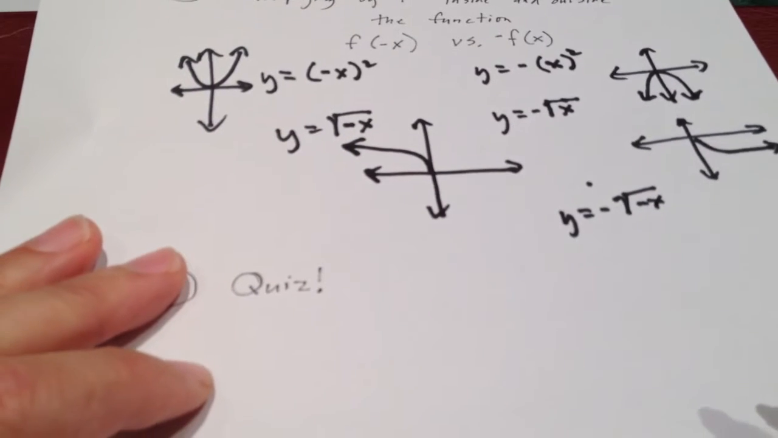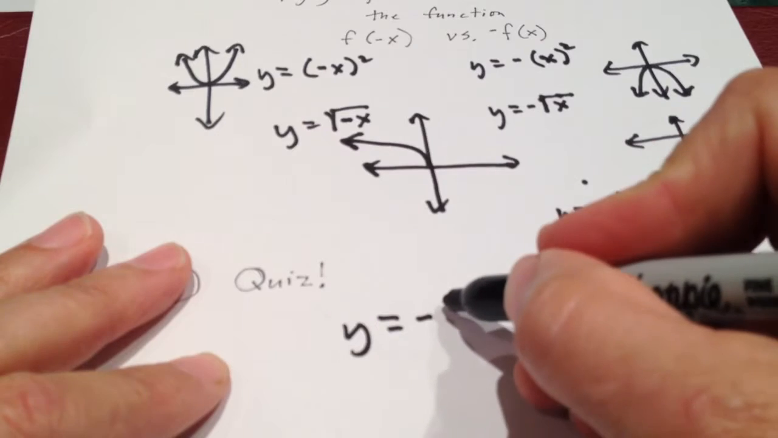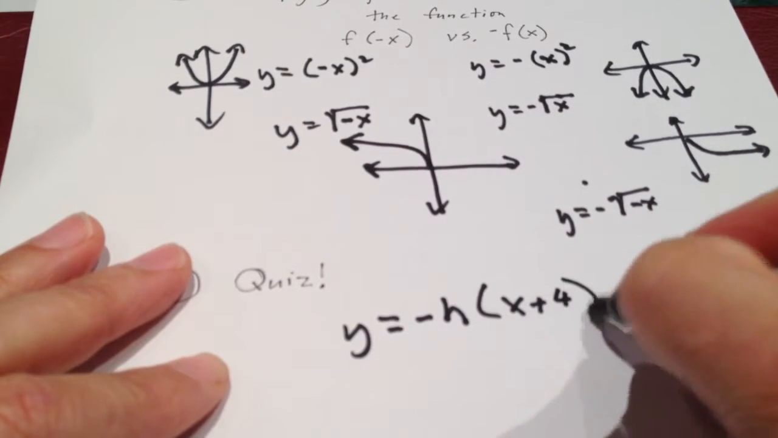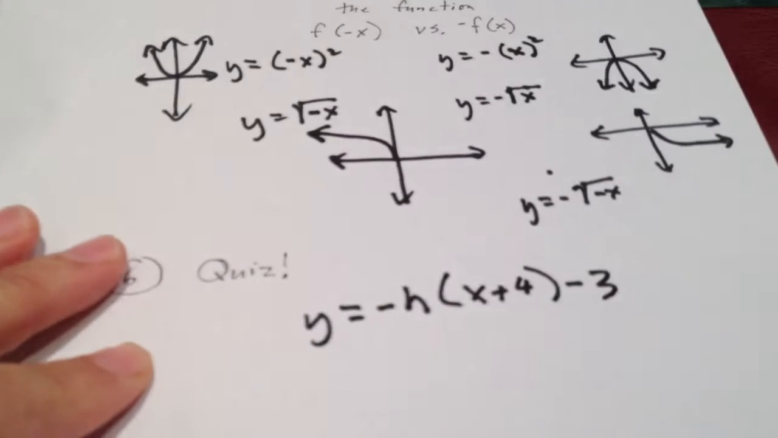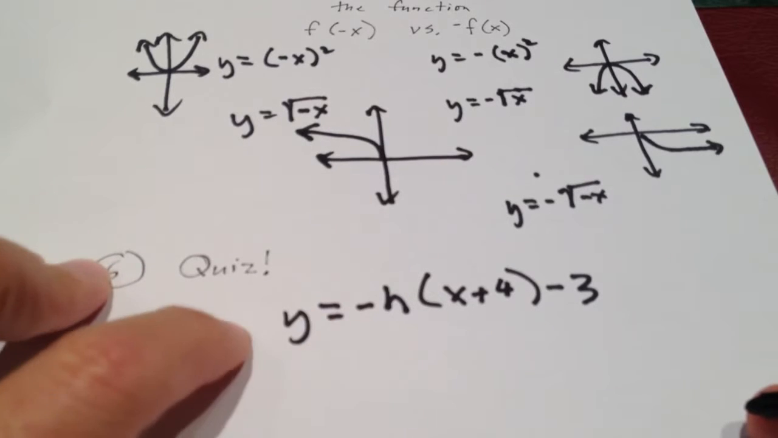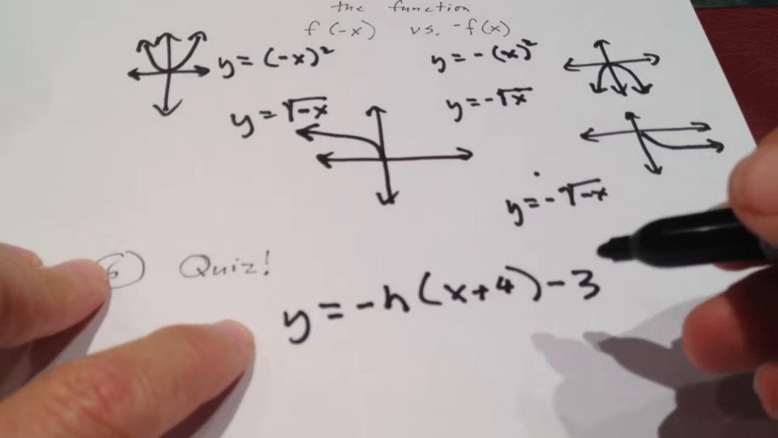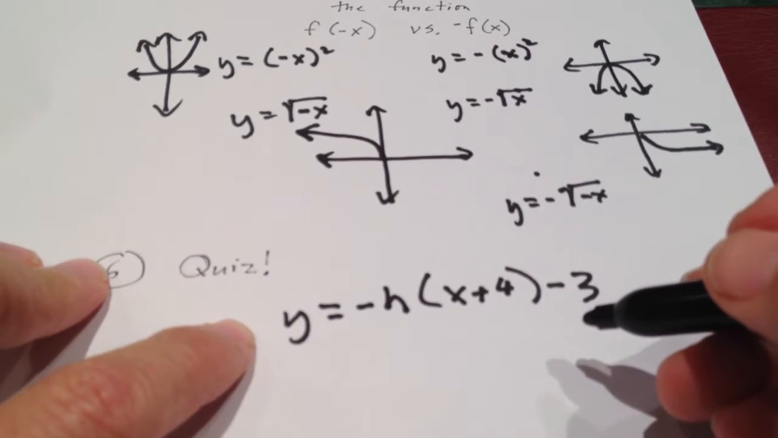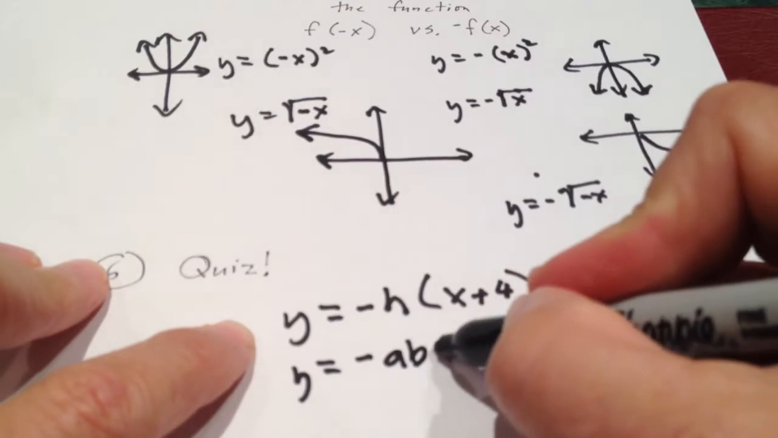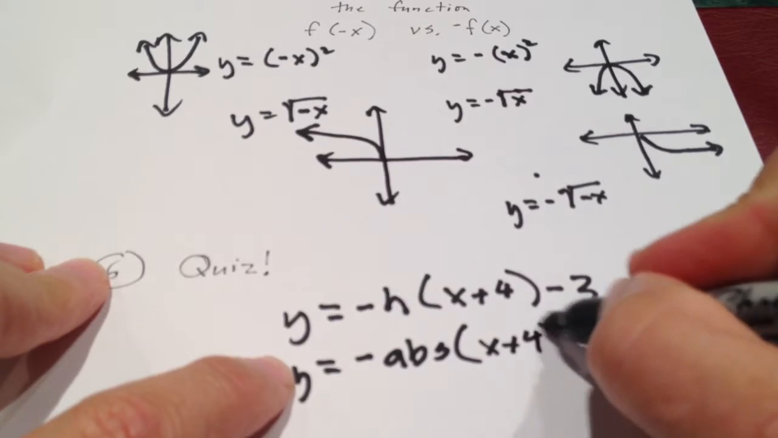Okay, quick quiz. And we're going to move on. Okay, what if I did y equals -h of x plus 4 minus 3? We're combining everything here. Okay, so think about that. First of all, you have to remember that h is absolute value. And so you've got to think about what that looks like. So this is really y equals negative, I'm going to write it this way because this is what it is in our calculator, instead of the bars, x plus 4 minus 3.